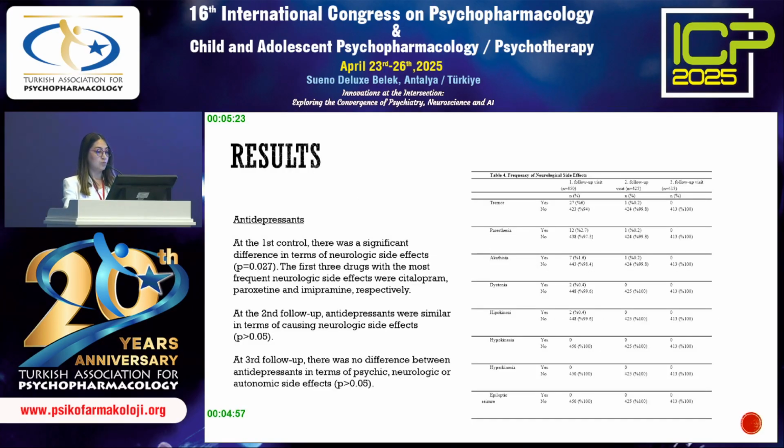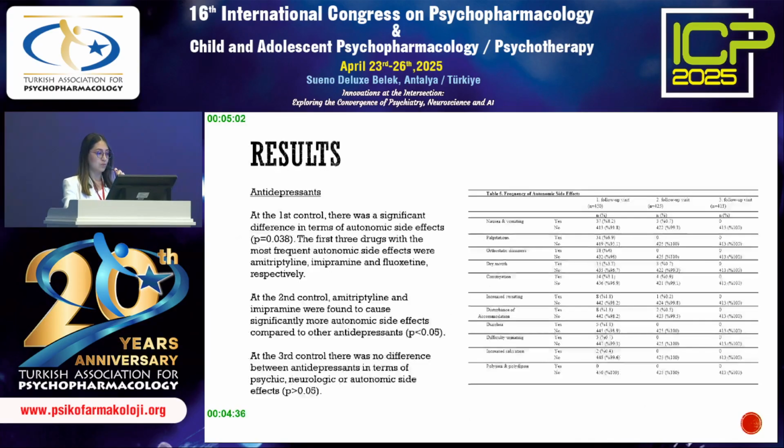So at the first control, again, there was a significant difference in terms of neurologic side effects with these subgroups. There was a significant difference here. The first three drugs with the most frequent neurologic side effects were citalopram, paroxetine, and imipramine, respectively. And the second follow-up and the third follow-up had similar results.